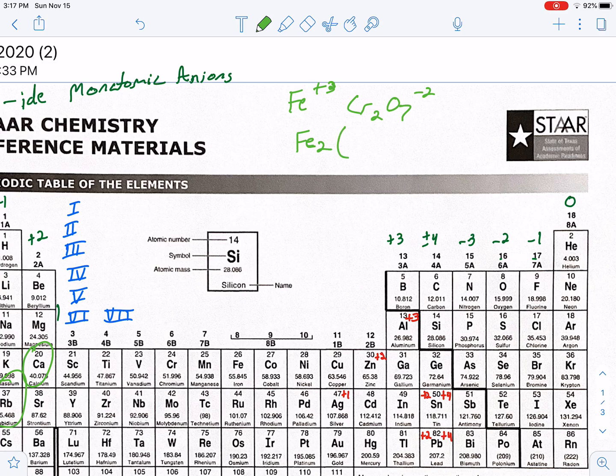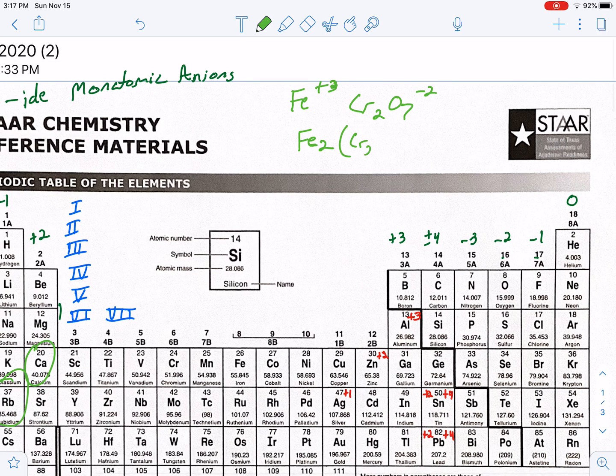So I'm going to put this whole thing in parentheses. Cr2O7. Okay, and I needed 3 of them. So I'm going to put 3. So I'm done balancing. That's balanced.